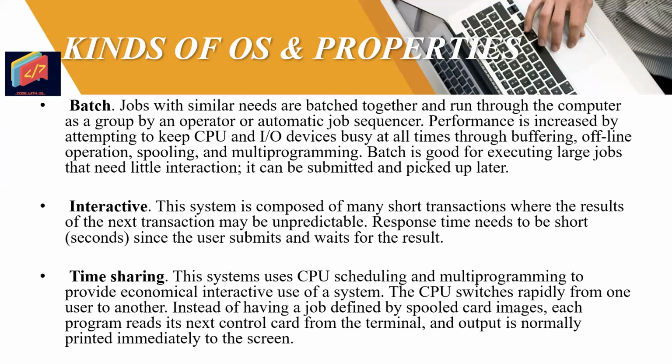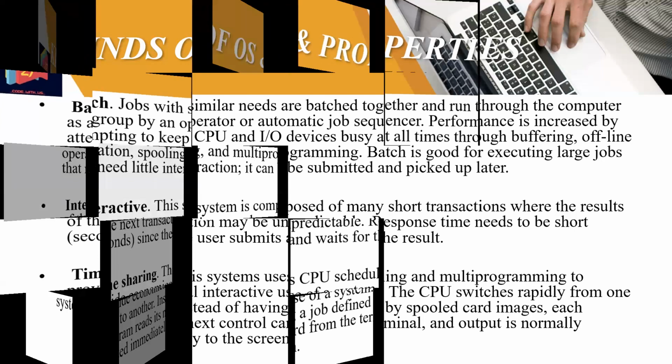And the third one is time sharing. This is very important. This system uses CPU scheduling and multiprogramming to provide economical interactive use of a system. The CPU switches rapidly from one user to another. So instead of having a job defined by spooled card images, each program reads its next control card from the terminal, and output is normally printed immediately to the screen.